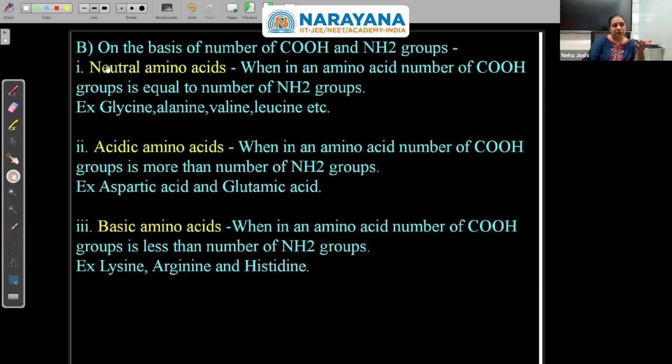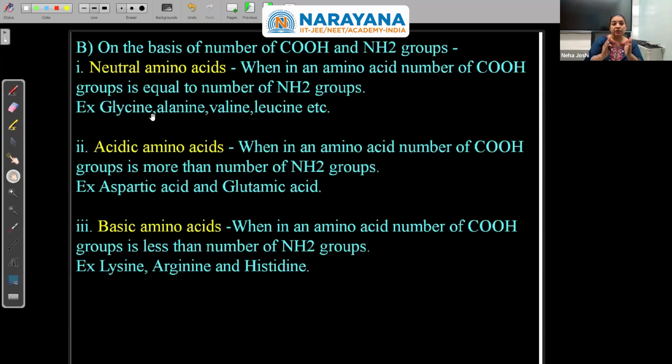So coming to next classification of amino acid. First classification we did was essential, non-essential, and arginine, histidine are semi-essential. And to learn essential amino acid, we use that private Tim Hall. Now we come to on the basis of number of COOH and NH2 groups in the amino acid. They are classified either as a neutral amino acid. When in the entire amino acid molecule, number of NH2 and number of COOH groups are equal, then it is called neutral amino acid.